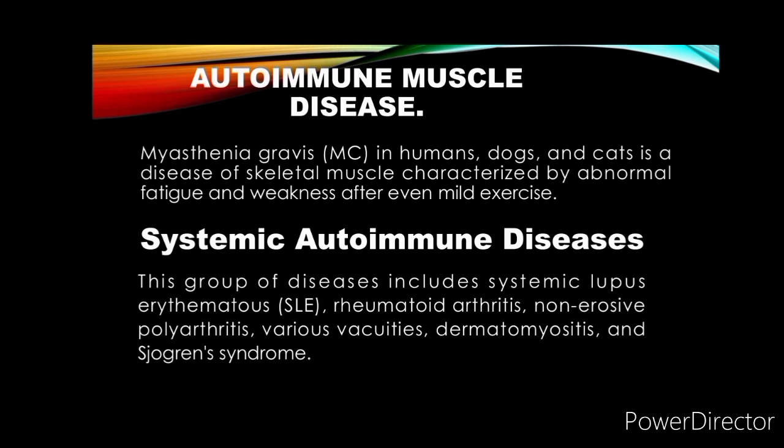Autoimmune muscle disease. Myasthenia gravis in humans, dogs, and cats is a disease of skeletal muscle characterized by abnormal fatigue and weakness after even mild exercise. A dog with MG will collapse after trotting for only a few yards. MG results from a failure of transmission of nerve impulses across the motor end plate of skeletal muscle due to a deficiency of acetylcholine receptors.